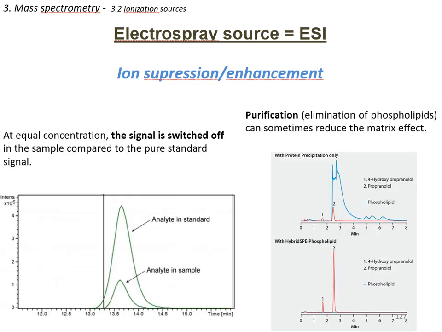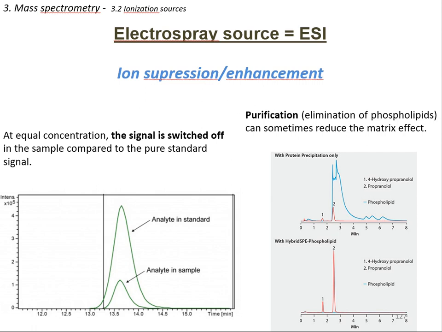You have here an example. You have the same concentration of a molecule, but one of them is diluted in water, in solvent, and the other is diluted in a complex sample that contains many other compounds. And you see that the signal obtained, so this is a chromatogram signal here. So you have the retention time in abscissa and the intensity of the signal in ordinates. You have the analyte in the sample and the analyte in the standard with the pure solvent. Well, the signal is suppressed in the sample because of the presence of other compounds.